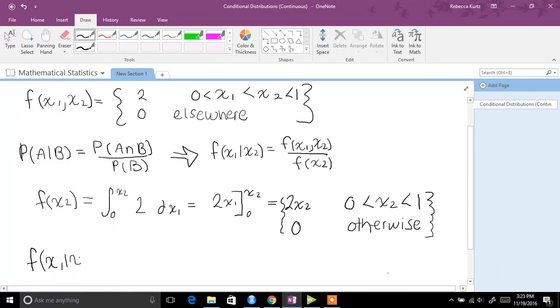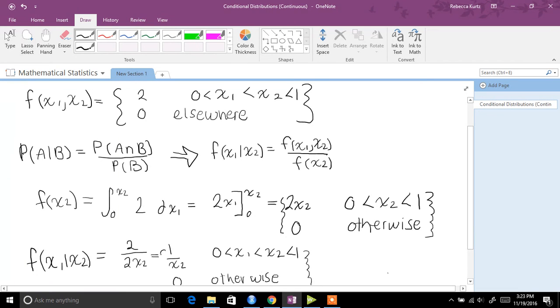f of x1 given x2. And this will be 2, which is our joint up here, divided by 2x2, which simplifies to 1 over x2. And we cannot forget the bounds of the distribution. In this case, it's 0 < x1 < x2 < 1, and 0 otherwise. You can write "otherwise" or "elsewhere", same thing.